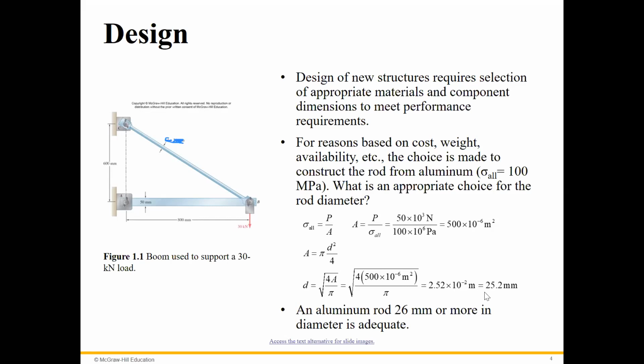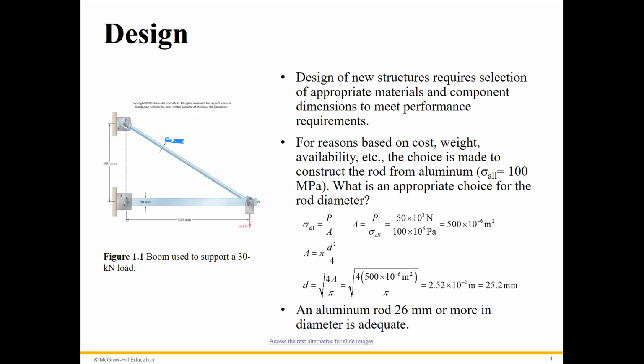So, and now that's a question. Okay, we find the diameter, but in practical, we don't have the member width 25.2 millimeter, right? Then we should round it to some standard diameter. So we can pick 26 millimeter or 27 or something like that. So let me ask a question. Why not 25 millimeter? Why pick 26 millimeter?